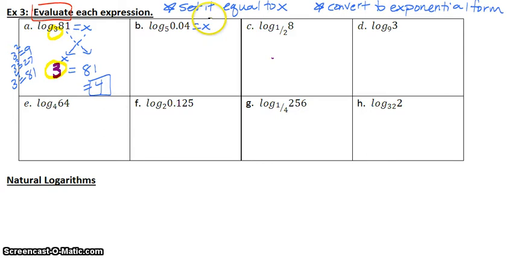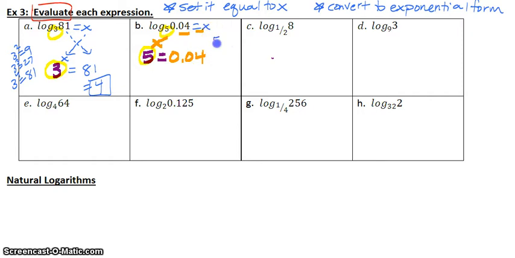Set it equal to x. Convert the format. There we go. Now here's where some of your previous math knowledge comes into play. When it's going from a big number to a fraction or a decimal that's under 1, the only way we can make that happen is if it's a negative exponent. So here's what I'm saying.